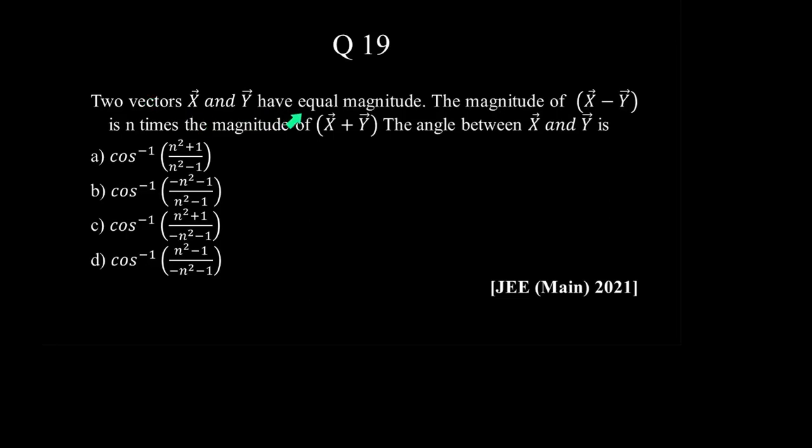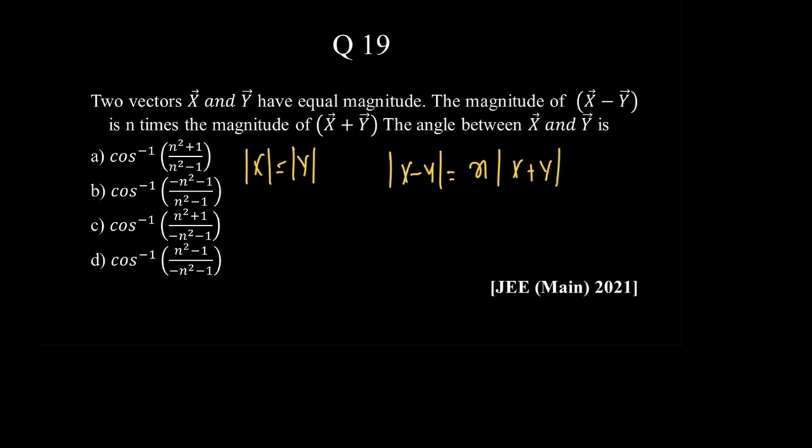Two vectors x and y have equal magnitude. It's given that mod of x is equal to mod of y. The magnitude of x minus y is n times the magnitude of x plus y.